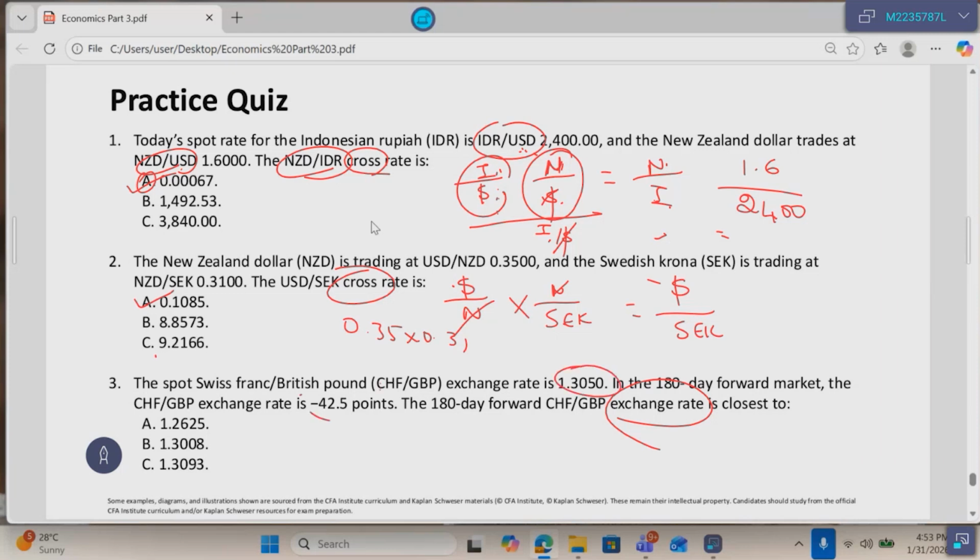The exchange rate is minus 42, minus discount. So what's the future rate? Now you know the answer should be something less than 1.3050, right? It can't be this, that is wrong. It can be either this or this. Now it's 42.5 basis points, so 42.5 divided by 10,000.